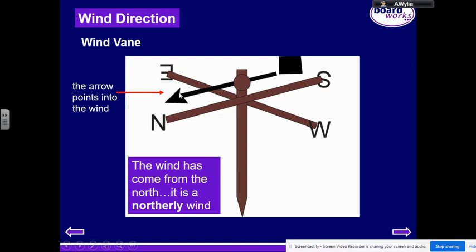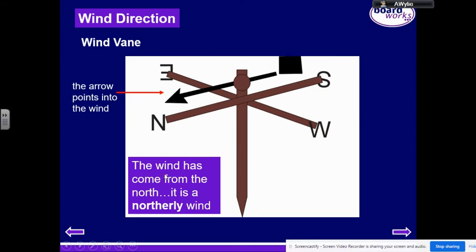So all you've got to do is make sure that this arrow is on a small device that allows it to spin freely. The wind strikes the metal plate, pushing the arrow in the direction that the wind is coming from. And that's important: where it comes from.